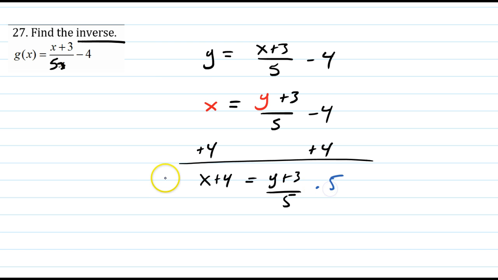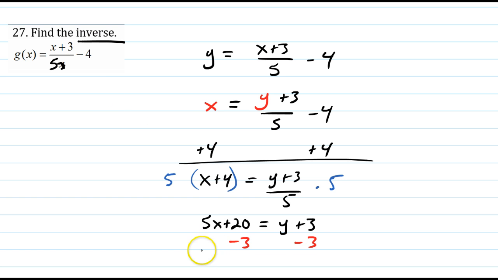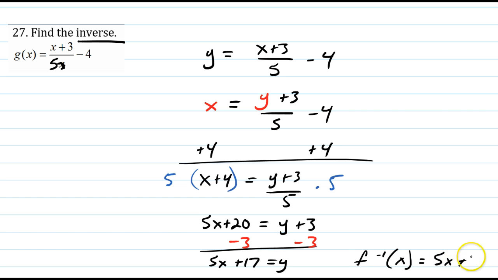Multiply both sides by 5, and so we get 5x plus 20 equals y plus 3, minus the 3 from both sides, and so we end up with 5x plus 17 equals y, and this would be a function, so our inverse is 5x plus 17.